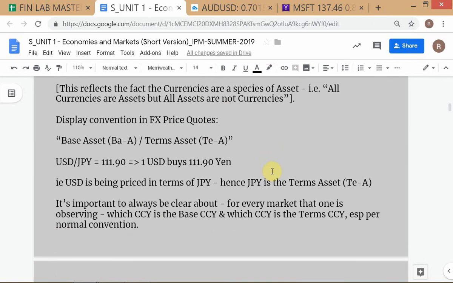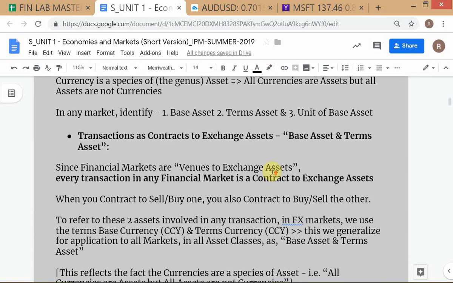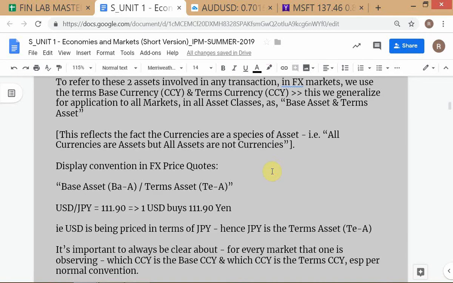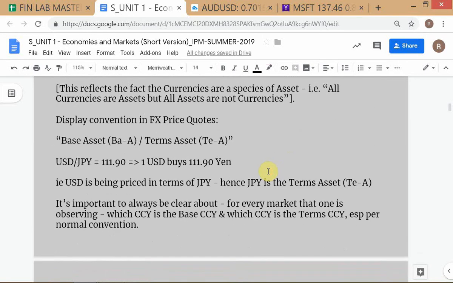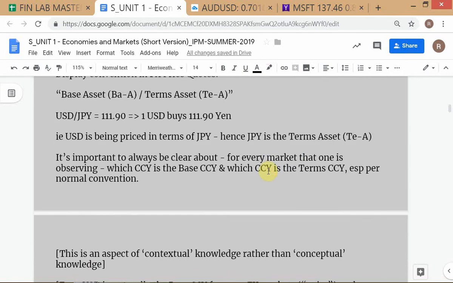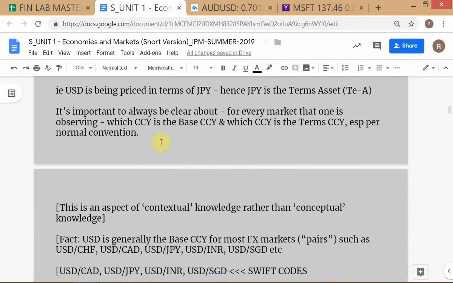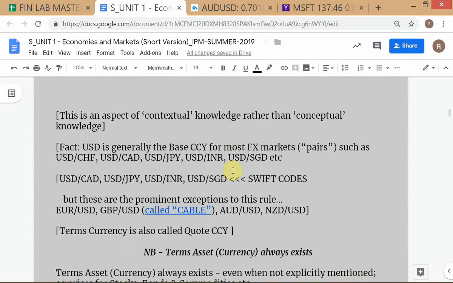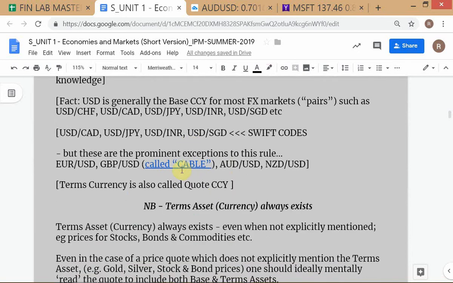What else is here? Display convention I've already discussed with you. So this you also have to be clear about. Again, this is a matter of context, and you'll figure it out eventually.